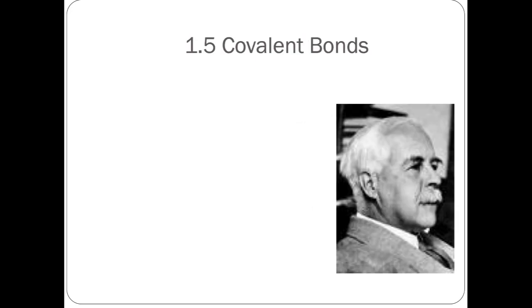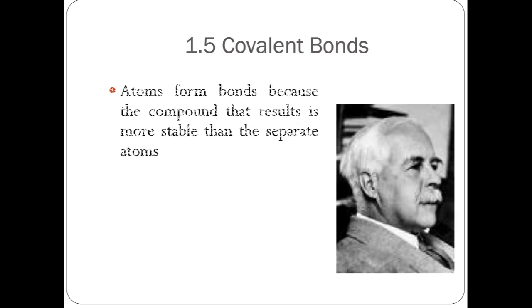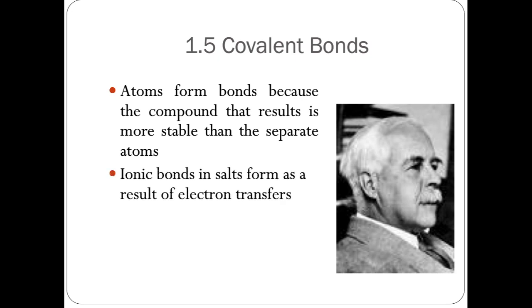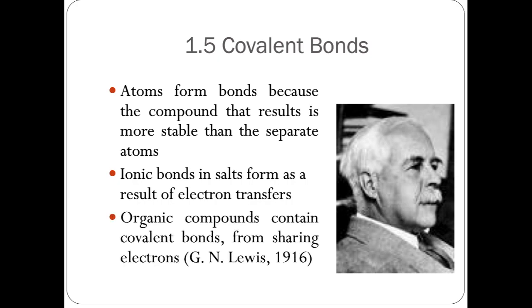Now we talk about covalent bonds. Atoms form bonds because the compound that results is more stable than the separate atoms. Ionic bonds in salts form as a result of electron transfers. Organic compounds contain covalent bonds, from sharing electrons.